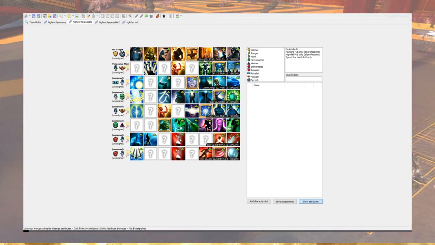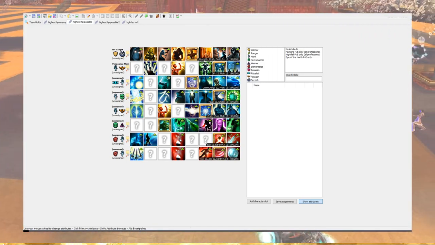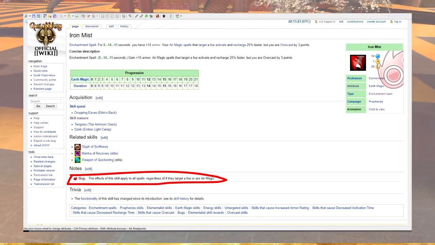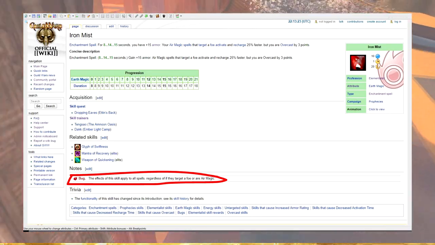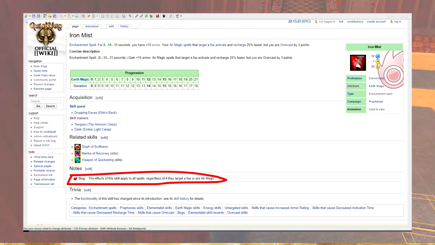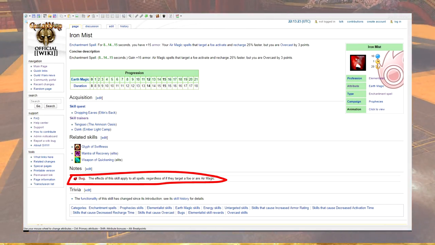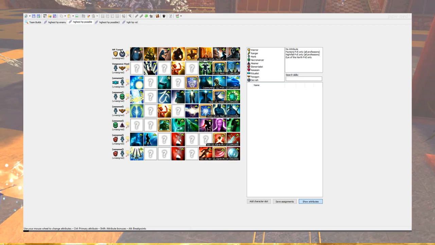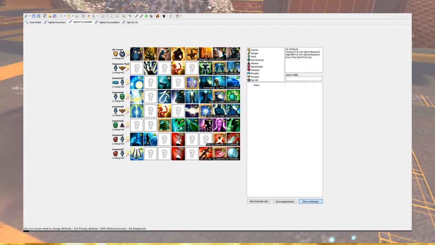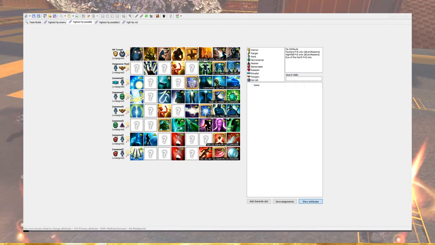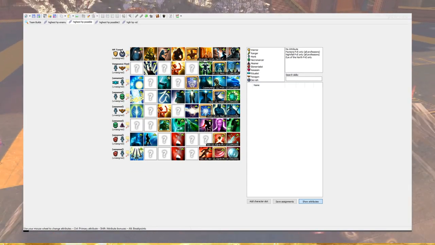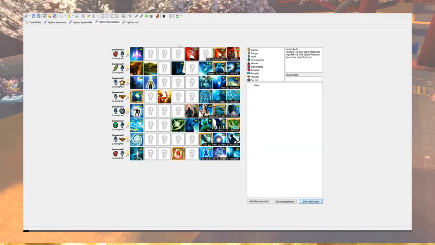The bug with Iron Mist that we discovered was that the effects are not only applied to air magic, but applied to every spell, regardless if they target a foe or not. So just casting Iron Mist and using the next skill will give them exhaustion, meaning magnetic aura and etc. will all take effects from exhaustion.